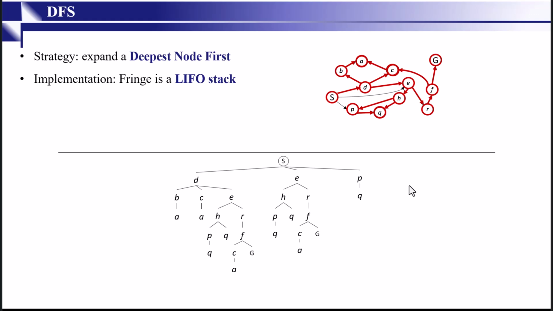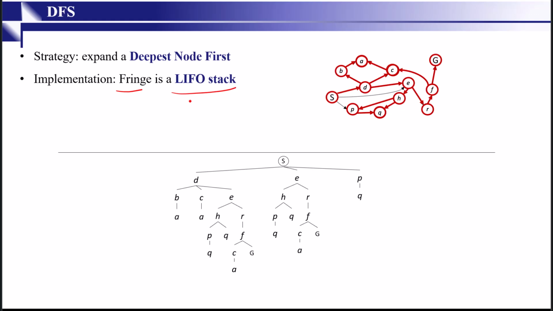In terms of implementation, we use a fringe, and this fringe is a kind of LIFO structure, last in, first out. This stack keeps track of nodes that have been discovered but not yet fully explored. When a node is expanded, its children are pushed onto the stack, and the algorithm always picks the most recently added node to explore next.